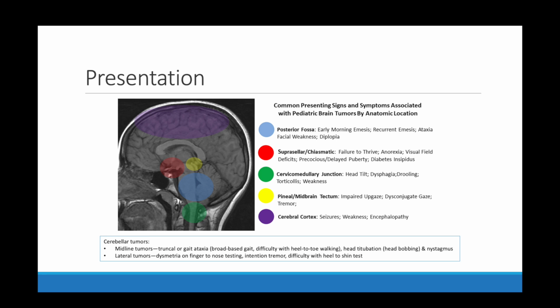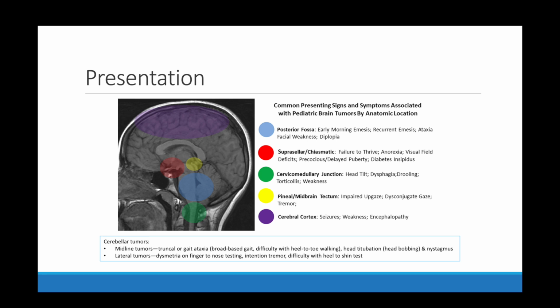Tumors of the cervicomedullary junction can have symptoms such as head tilt, dysphagia, drooling, torticollis, and weakness. And then tumors of the pineal slash midbrain area, so something like a pinealoma, can cause impaired upward gaze, dysconjugate gaze, as well as tremor. And then finally, if it is supratentorial in the cerebral cortex, we can get seizures, weakness, encephalopathy. And then cerebellar tumors kind of differ in their symptoms depending on whether they are in the midline or in the lateral regions.